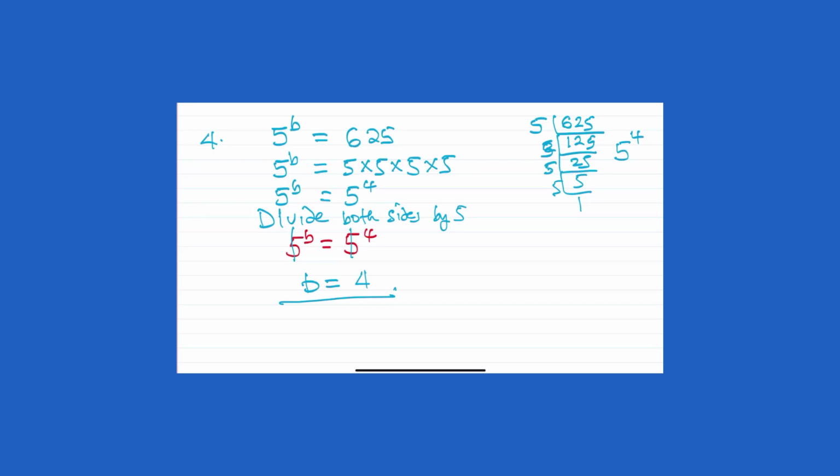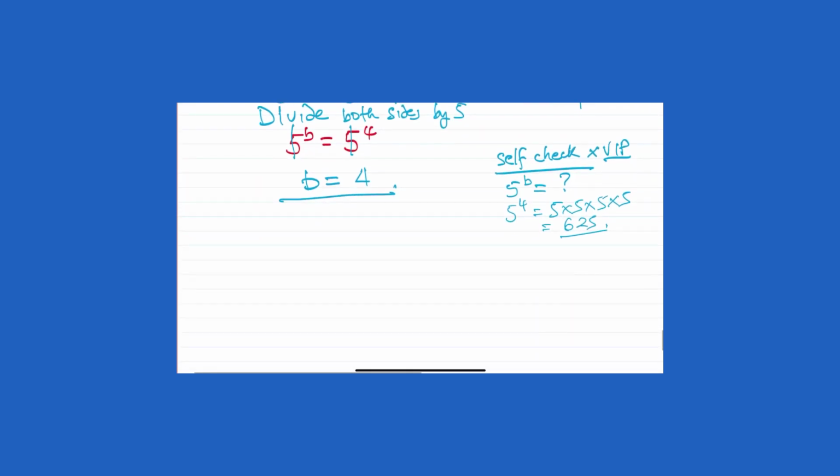Please don't forget the rule of thumb: self-check. Make this a habit in your math exercises. This is how you build confidence that, hey, what I'm doing is actually correct. Let me check. So 5 to the power of 4, 5 times 5 times 5 times 5, and that is 625. Good job. Now let's go to the final one.